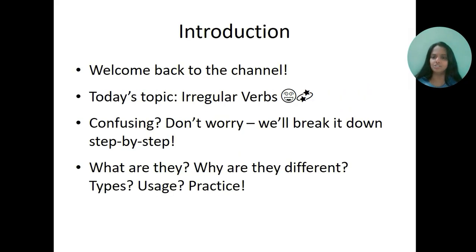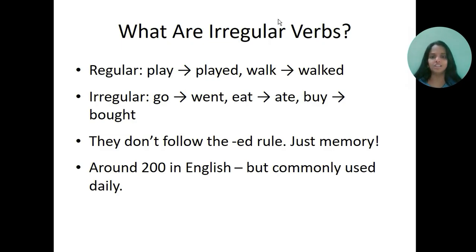Okay, first things first. What exactly is an irregular verb? In simple terms, you know about a regular verb, right? Regular verbs are like well-behaved kids. You give them a base form, and to make them the past tense, you just need to add ed at the end. For example, play, played, walk, walked. Easy peasy, right? But irregular verbs, they are the rebels. They don't follow that rule.